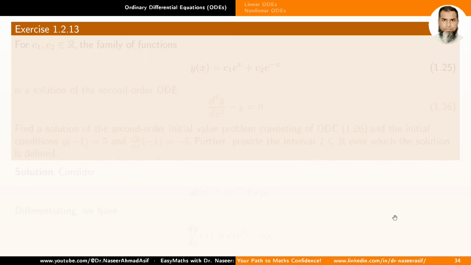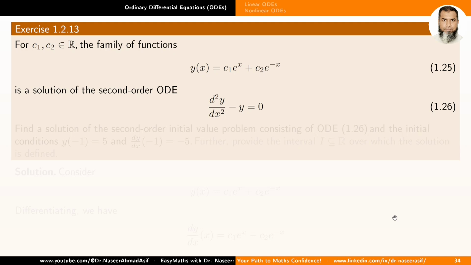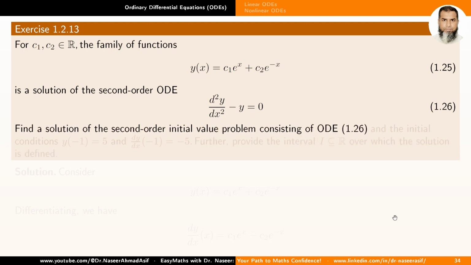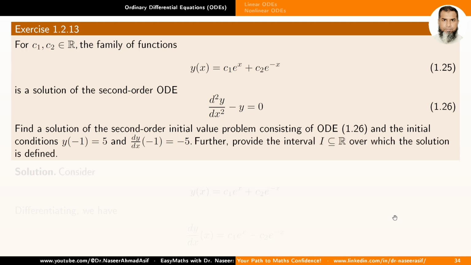Well, see another exercise. For c1, c2 belong to R, the family of functions y of x equal to c1 exponential x plus c2 exponential minus x is a solution of the second order ODE d2y by dx square minus y is equal to 0. Find a solution of the second order initial value problem consisting of ODE 1.26 and the initial conditions y of minus 1 equal to 5 and dy by dx of minus 1 equal to minus 5. Further provide the interval I subset of R for which the solution is defined.